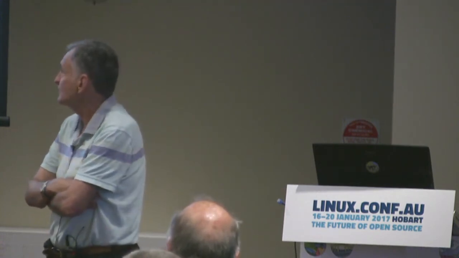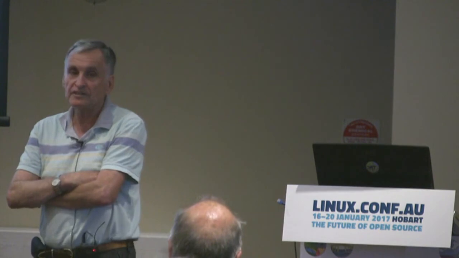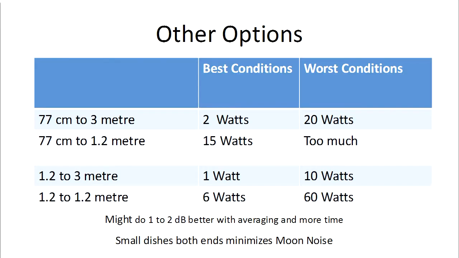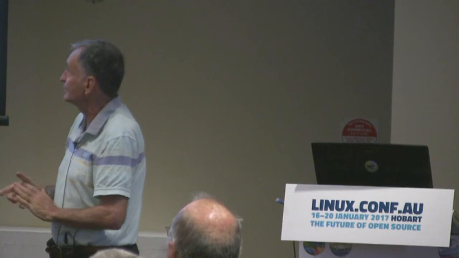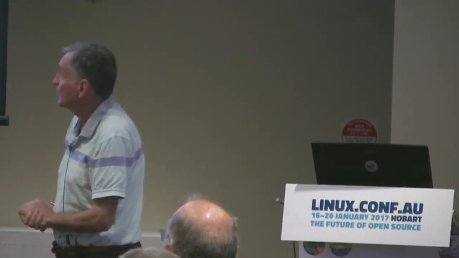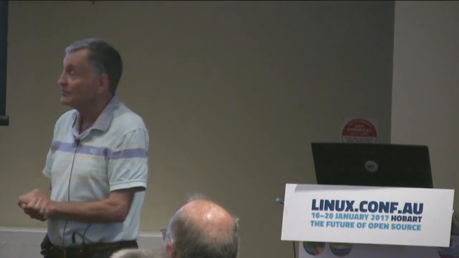And it means, for instance, under really good conditions, you can get down to 2 watts. And when the conditions are poor, you need 20 watts. And here's some other examples. Between my 77 centimetre dish and a 3 metre dish, I've used that as a reference, 2 watts to 20 watts. If you go up from a 77 centimetre dish to a 1.2, which is another dish I have, you need 15 watts, and under worse conditions, you need too much. Go from a 1.2 to a 3 metre dish, you can get down to 1 watt.